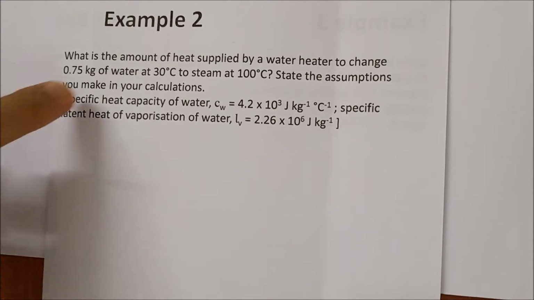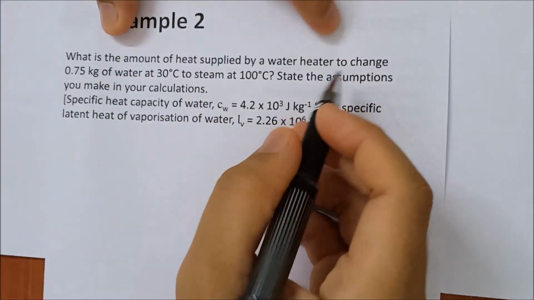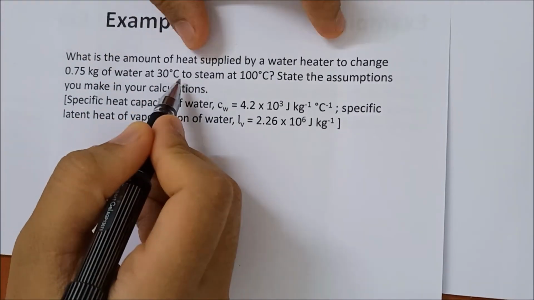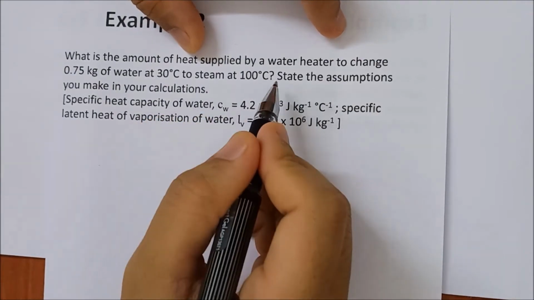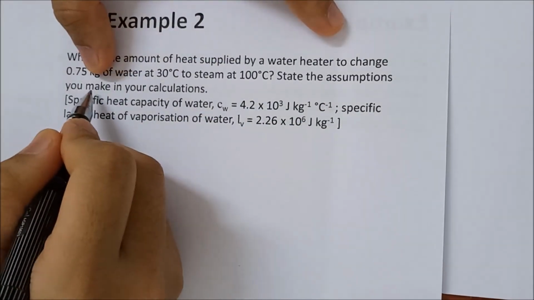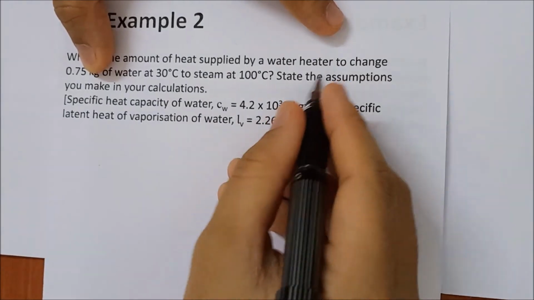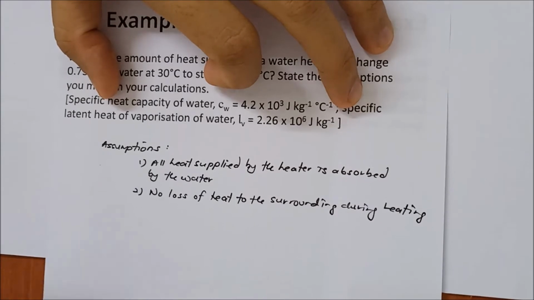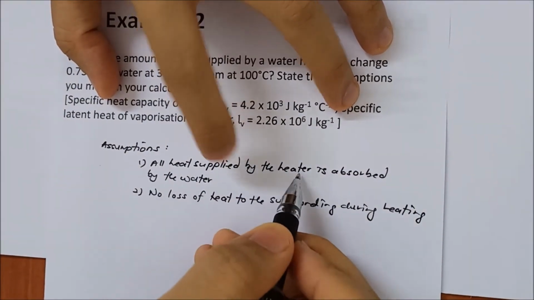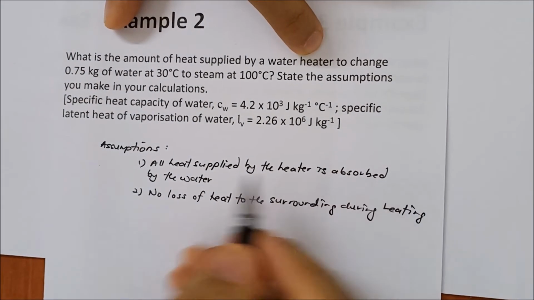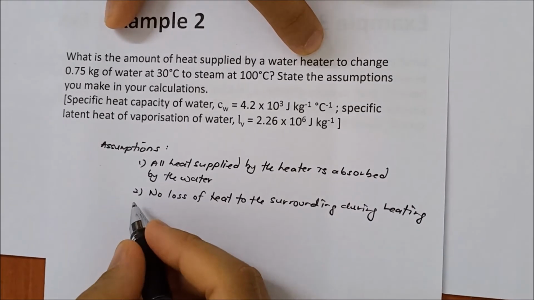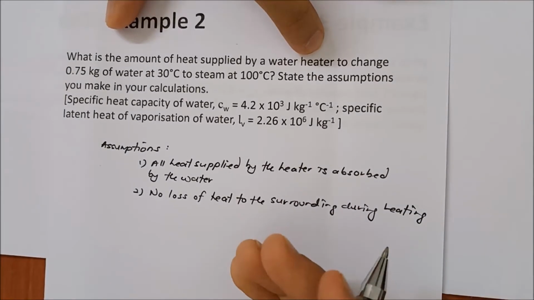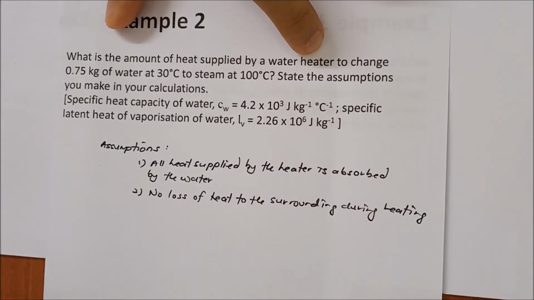Alright, example 2. What is the amount of heat supplied by a water heater to change 0.75 kg of water at 30 degrees Celsius to steam at 100 degrees Celsius? State the assumptions you make in your calculations. So, assumptions. Number 1, all heat supplied by the water heater is absorbed by the water. Number 2, we assume that no heat is lost to the surrounding during heating.